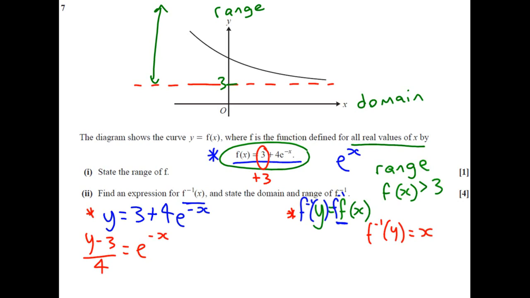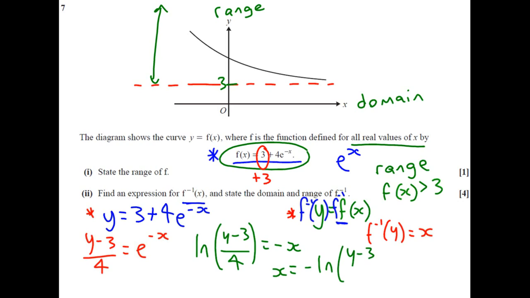Take ln of both sides to get ln of (y minus 3) over 4 equals minus x. And obviously we want x, so x equals minus ln of (y minus 3) over 4.